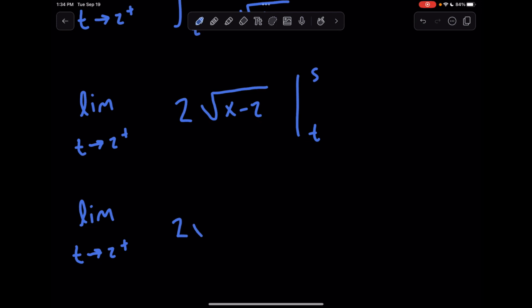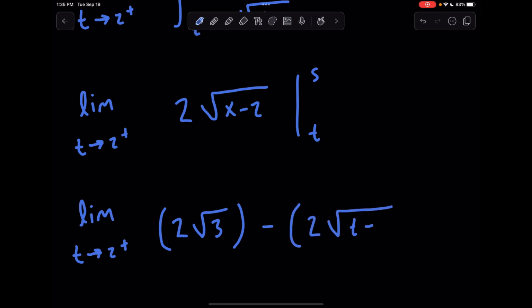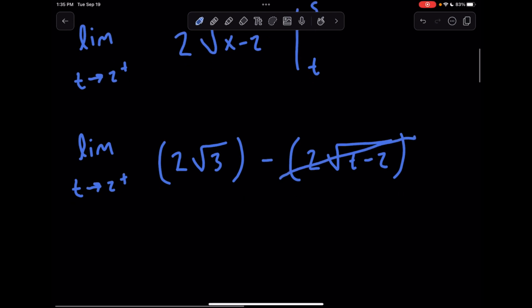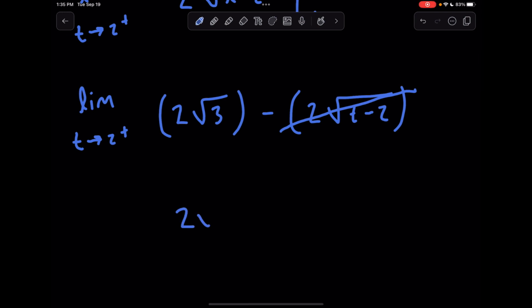2 root 5 minus 2 is 3, minus 2 root t minus 2. The limit of this, we can simply plug 2 in for t, and we get that 2 minus 2 is 0, so this whole term is 0. And this integral is equal to 2 root 3. So this integral converges, and it converges to 2 root 3.